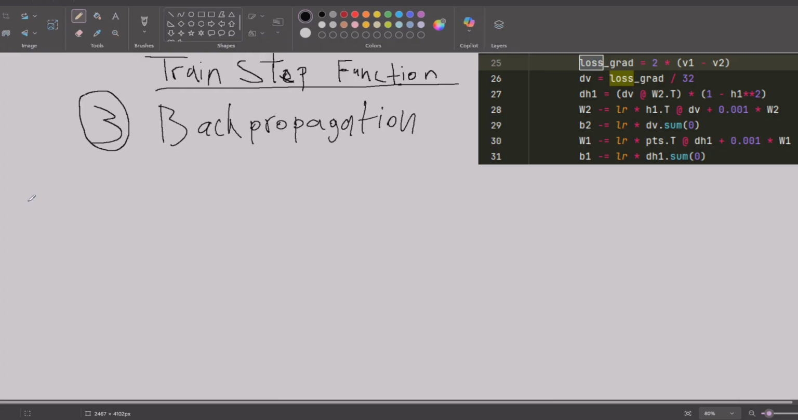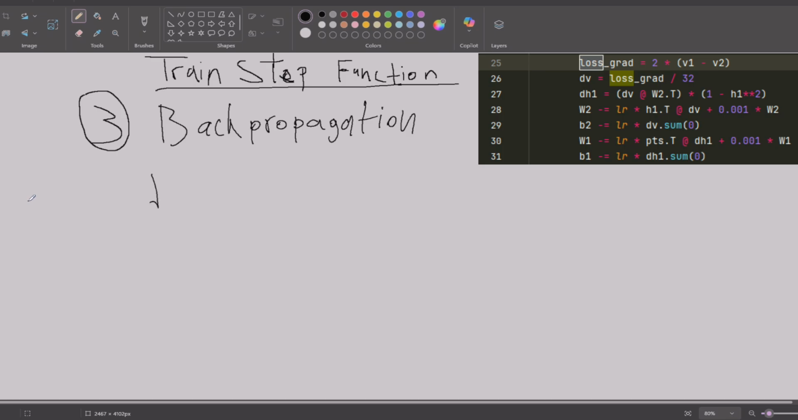So now once we have the loss, the next thing we need to do is to figure out how to adjust the weights to make it smaller. The way we're going to do this is backpropagation. This is actually built on a core concept from calculus called the chain rule, and that's what we're going to be applying right now.